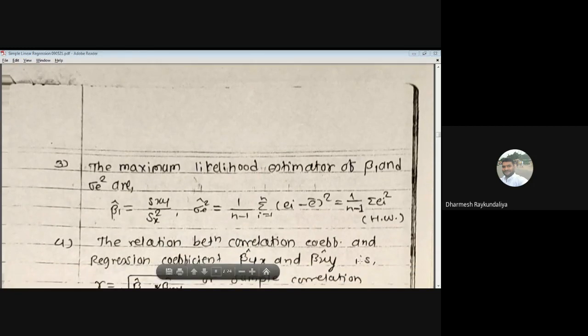So if you find the maximum likelihood estimators of beta 1 and, not the maximum likelihood estimator, it is an OLS estimator. The OLS estimator of beta 1 and sigma e square is given by beta 1 cap equal to this, and sigma e square is nothing but 1 upon n minus 1 summation e square. We have already proved that the estimate of sigma square is e dash e upon n minus p, or n minus r, in linear models and regression analysis.